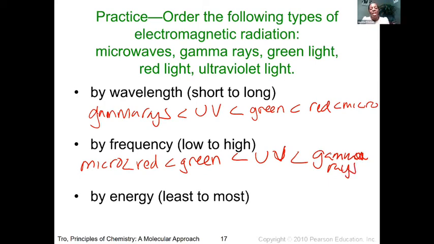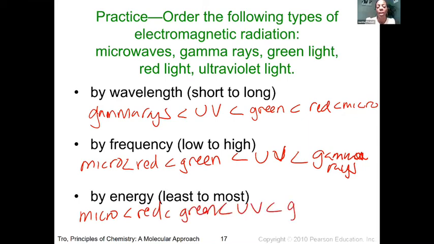And then last but not least, by energy from least to most, well, if we're going from least to most energy, it should be the exact same list that we see above from low to high frequency. So again, it would be microwaves followed by red, then green, then UV, and then gamma rays.